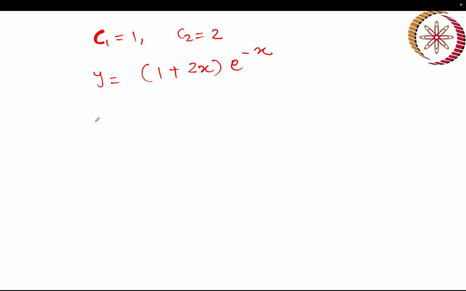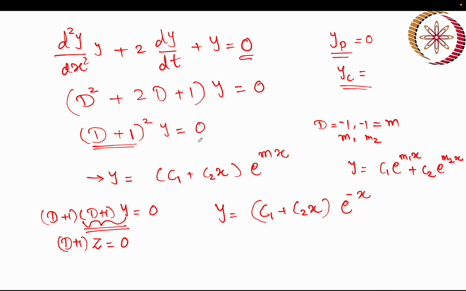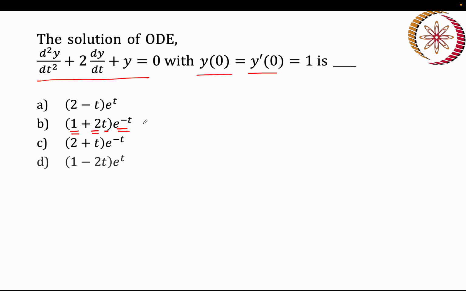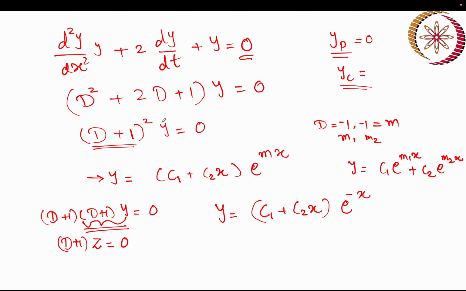Okay, so instead of x we will switch to t, so y is equal to 1 plus 2t e raised to minus t. So this is the correct option. Okay, I hope this is clear. So in this equation there was no particular solution.